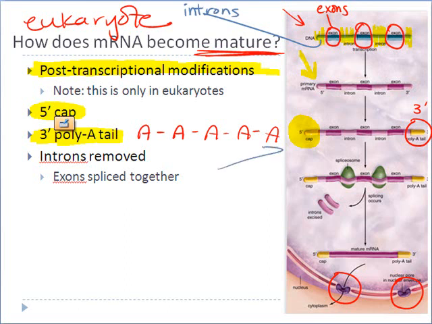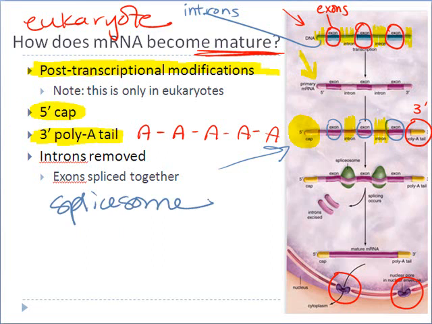So here's my messenger RNA. It has its 5' cap. It has its 3' poly A tail. You can see in the dark purple it has a number of exons. Those are regions that we want to keep, and they are spread between regions called introns that we want to get rid of. So we're going to use something called a spliceosome, which is a fancy name for an enzyme whose job it is to come in and cut out the introns.